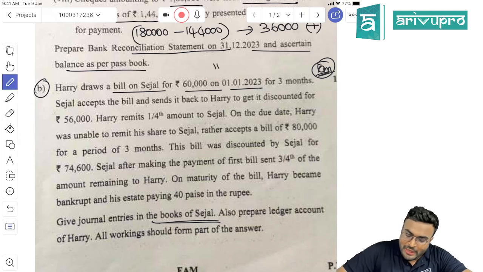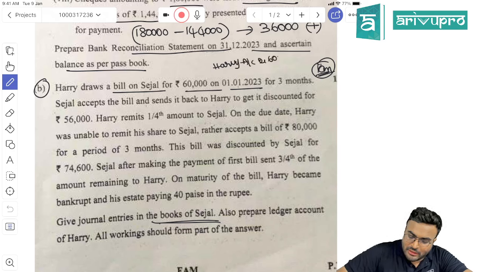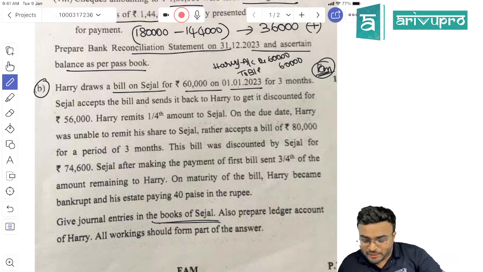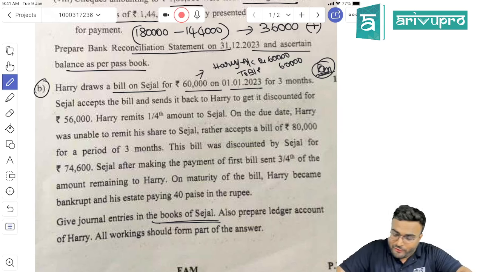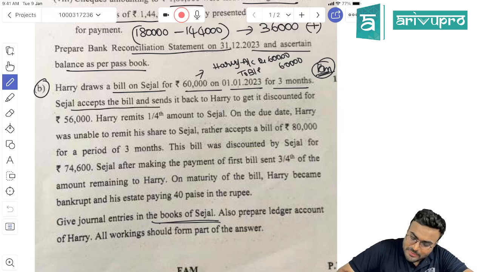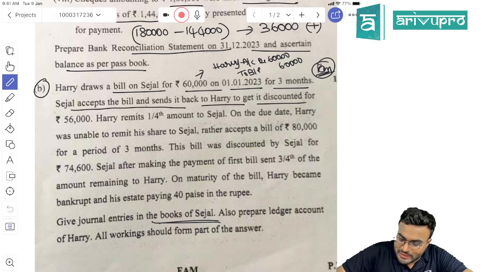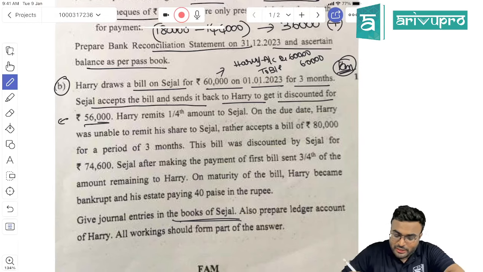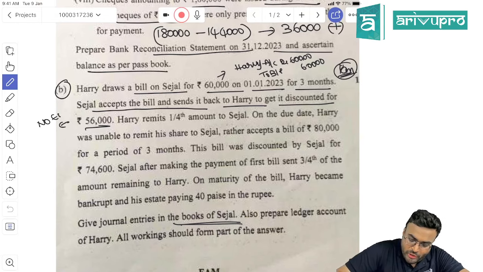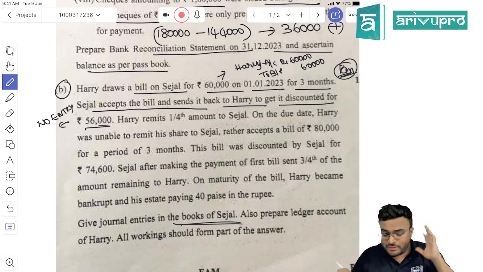So you're going to write Harry account debited 60,000 to bills payable 60,000. Harry account debited to bills payable 60,000. Because Harry draws a bill on Sagel for 3 months. Sagel accepts the bill and sends it back to Harry to get it discounted for 56,000. Who got it discounted? Harry got it discounted.